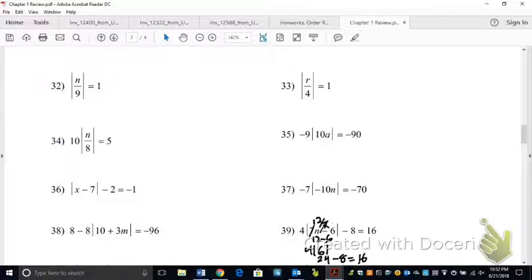You can do that with 0. Sorry, 0 times 7 is 0. 0 minus 6 is negative 6. The absolute value of negative 6 is 6. 4 times 6 is 24. 24 minus 8 is 16. So that helps as well.